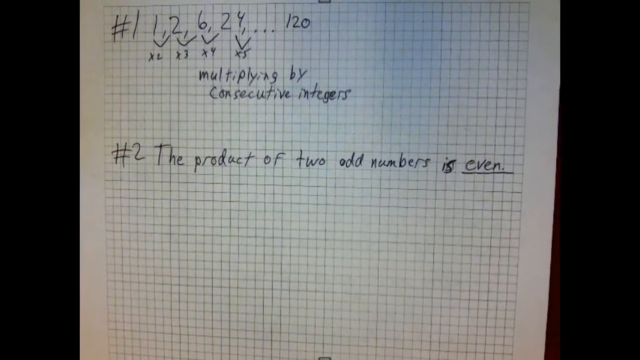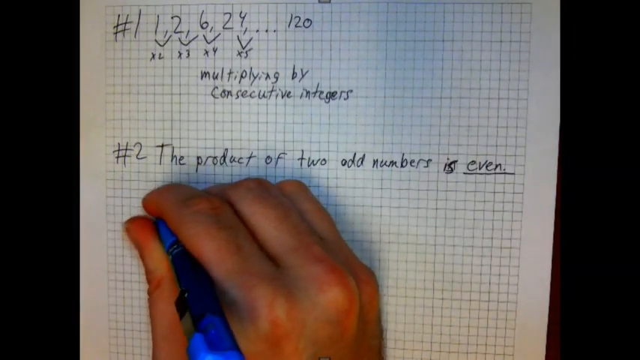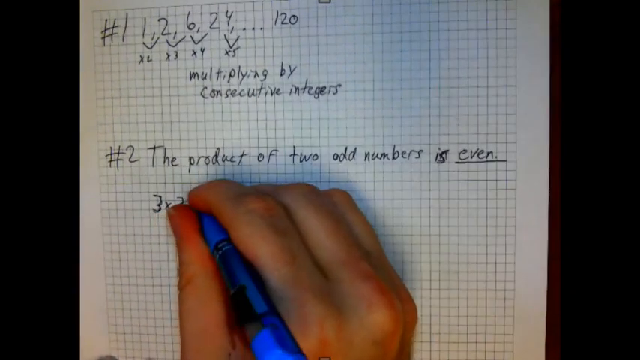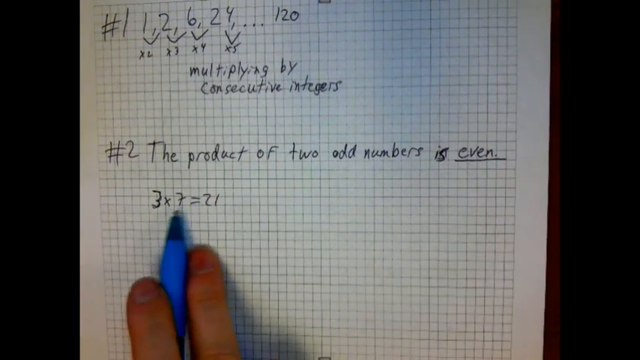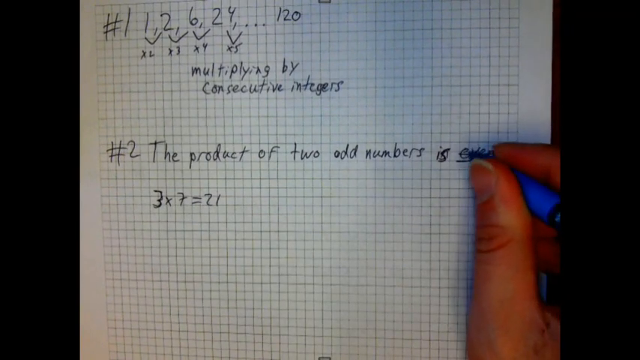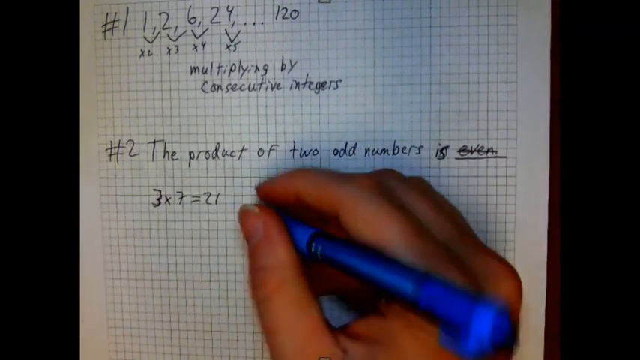Okay, then we can just test this conjecture out. 3 times 7, what is that? 21. Okay, so right away, the product of these 2 odd numbers was not an even number. So this conjecture was incorrect. It's immediately disproven by a counterexample. Let's try a few more though and see what we get.